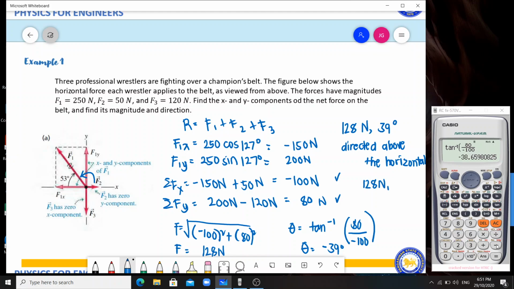And then, you get the supplementary if this is 39 degrees. Ito yung 39, di ba? Kasi positive y and negative x. So, 180 minus 39, 141 degrees from the positive x-axis counterclockwise. Ayan. So, ganyan siya.